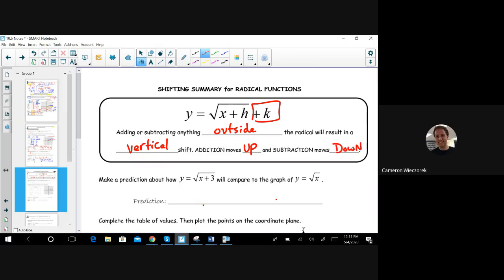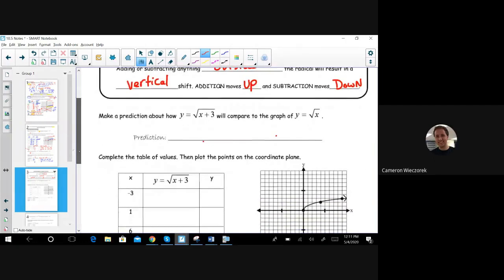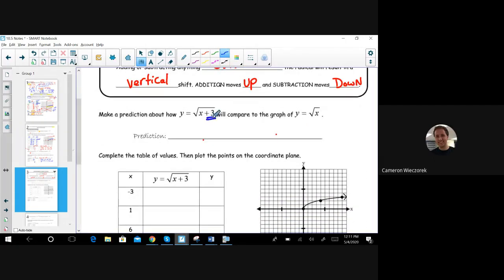Okay. Here's what we want to do now. Now we want to start looking at what happens if we move things inside the radical. What if I add or subtract a number on the inside? Like what if I put a +3? Notice I didn't put the +3 outside, I put it under the radical, so it's probably not going to move it up and down anymore. Make your prediction for where you think that graph's going to move in relation to that parent function. Okay, what else could it do? And then we'll take a look on the graph.